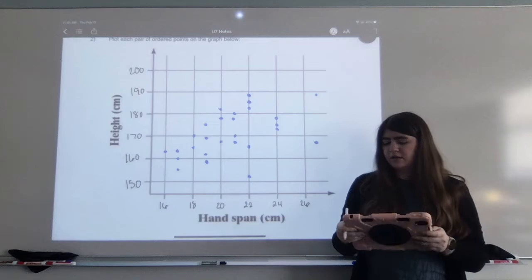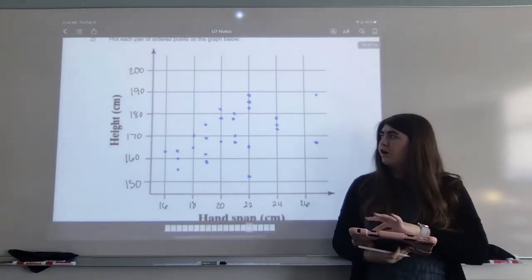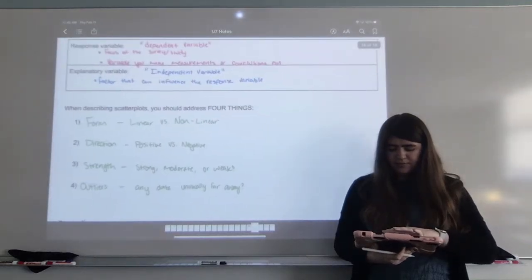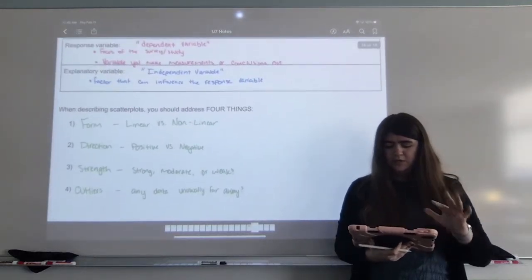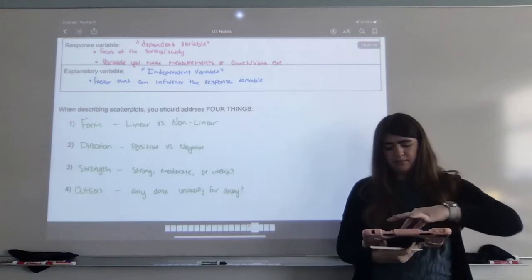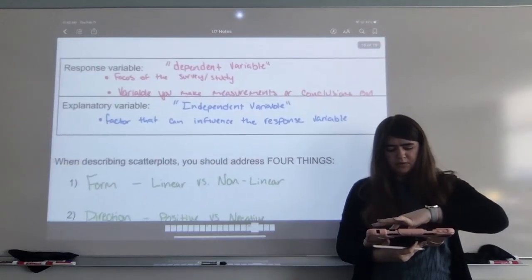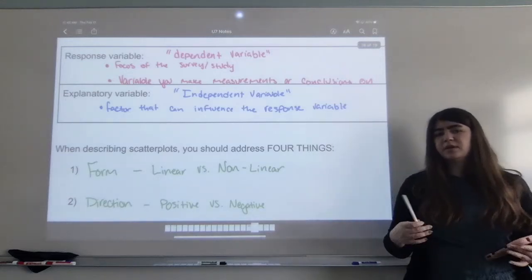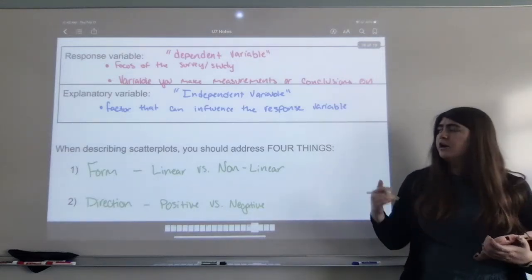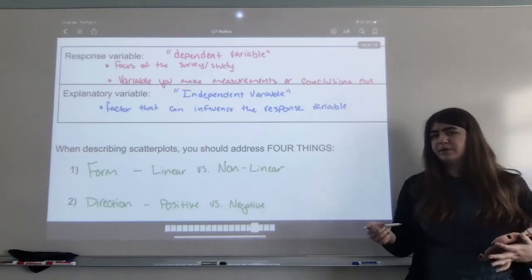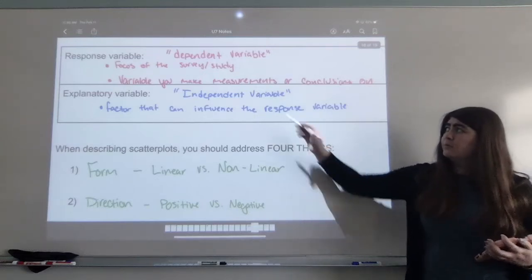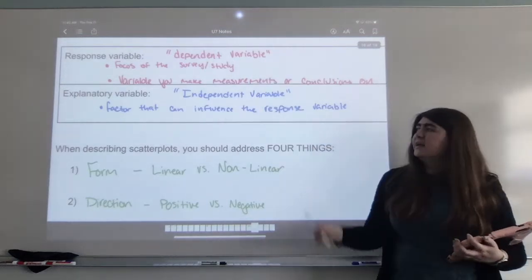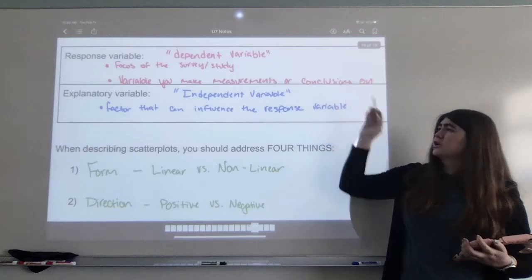So let's take a look on the next page at all of those pieces, how we describe scatter plots. I do have a lot of this filled in already, so you might need to pause the video to get all of this written down. I'm going to zoom in here on the response variable and the explanatory variable. They are kind of like your independent and dependent variables. The response variable would be like the dependent variable, and it's the focus of the survey and the study, and it's the variable you make measurements or conclusions on.